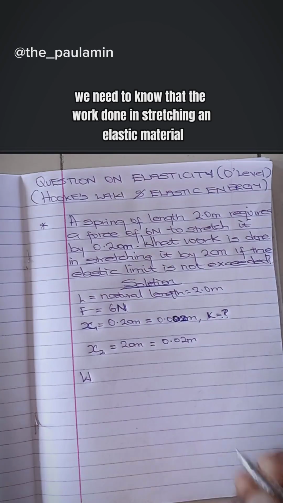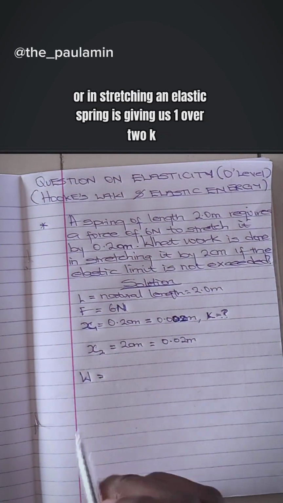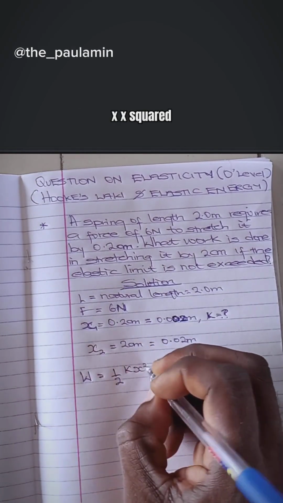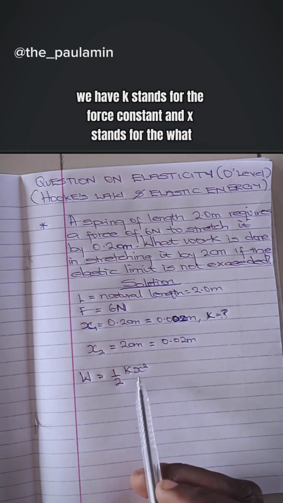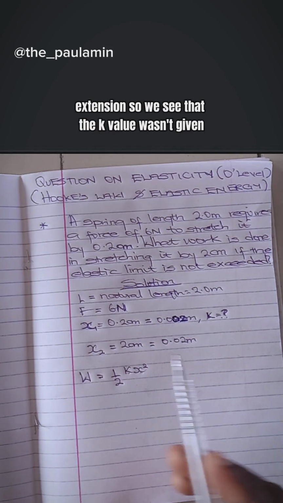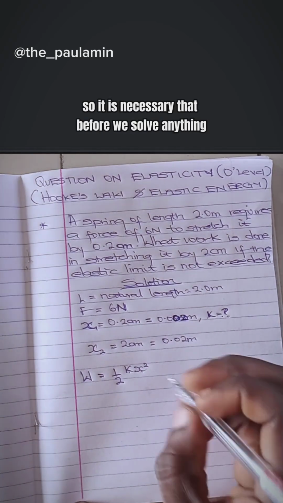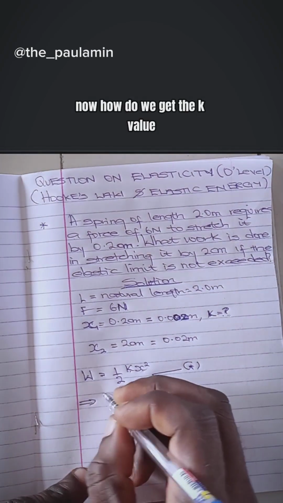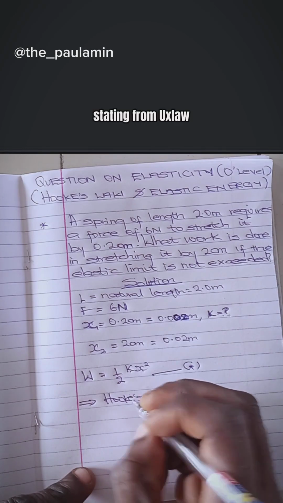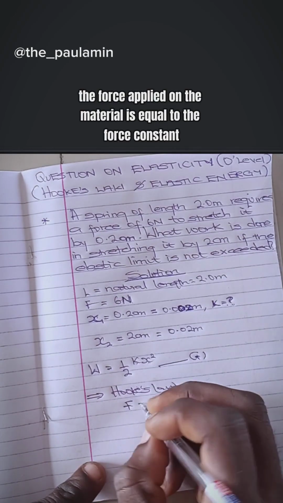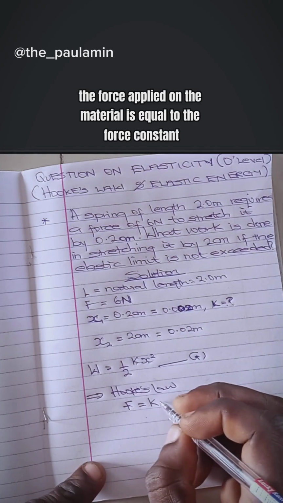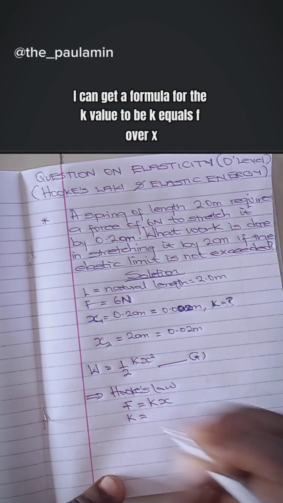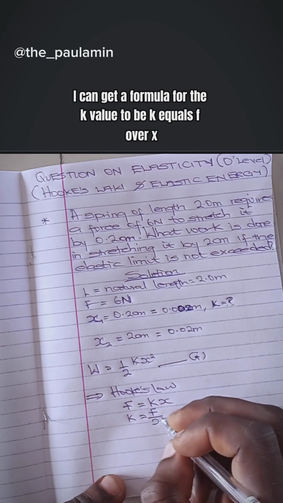Now we need to know that the work done in stretching an elastic material, or in stretching an elastic spring, is given as 1/2kx², where k stands for the force constant and x stands for the extension. So we see that the k value wasn't given, so it is necessary that before we solve anything, we must obtain the k value. Now, how do we get the k value? Starting from Hooke's law, the force applied on the material is equal to the force constant times the extension produced in the material. So with this I can get a formula for the k value: k equals F over x.